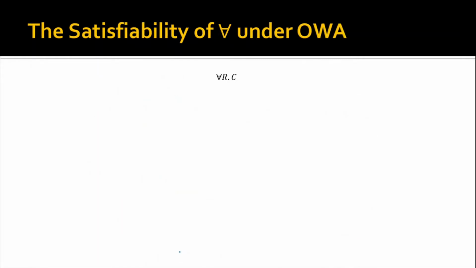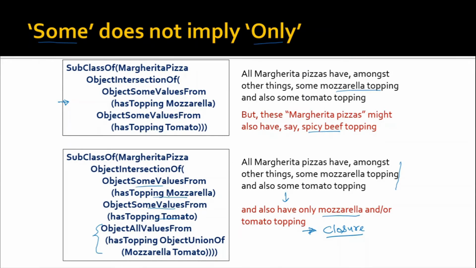Now with respect to this for all, let us go back to the earlier slide and try to come up with some other inferences. If I just say that it has only mozzarella and tomato topping, why could we not remove this part? If we say all values from has topping object union mozzarella and tomato, then all the values it can take are either mozzarella or tomato. In that sense, we are also implying that it has some topping to be mozzarella or tomato.